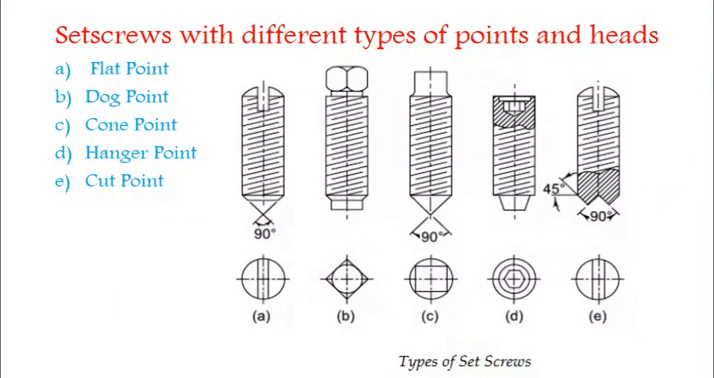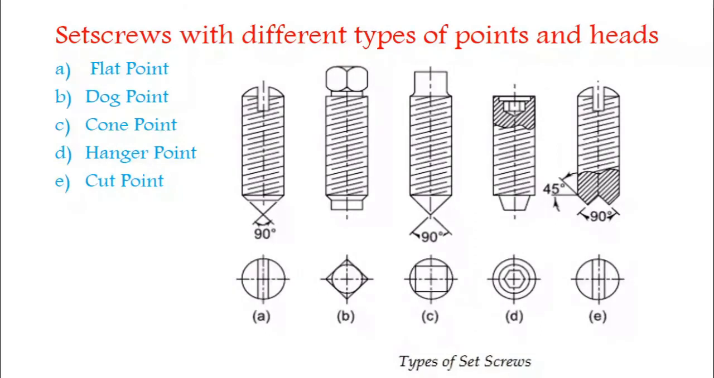Set screws used in rotating parts have no heads. On the other hand, set screws for stationary parts may have hexagonal or square heads.